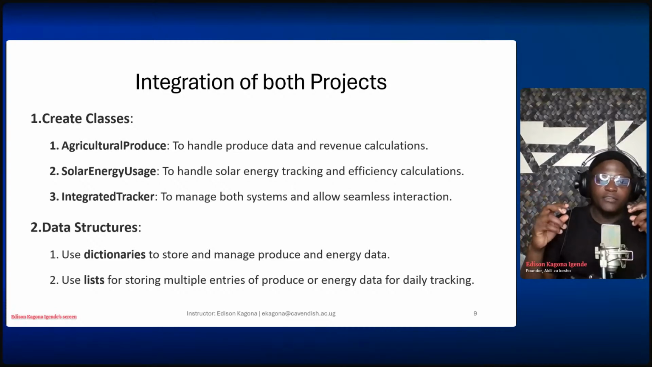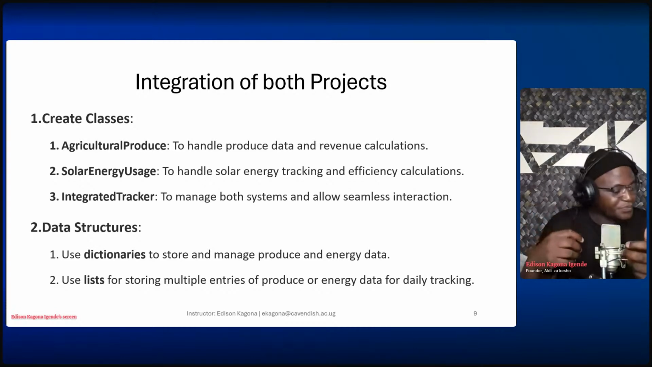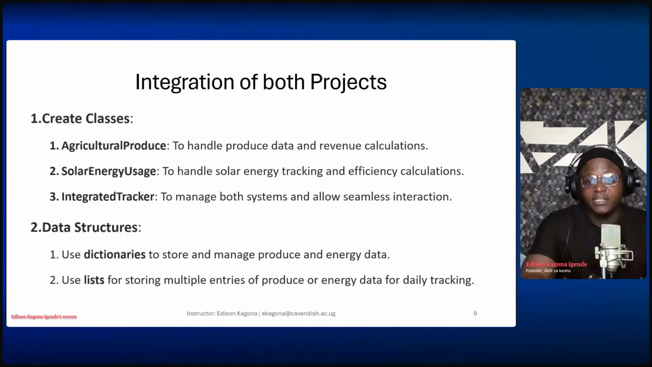So the agriculture produce class is basically going to handle the produce data and the revenue calculation. And then the solar energy usage class is going to handle the solar energy tracking and the efficiency calculations. And then the integrated tracker is going to manage both systems, which I could say both programs, and allow seamless interaction. So this is what is going to happen, and trust me, it's going to blow your mind.